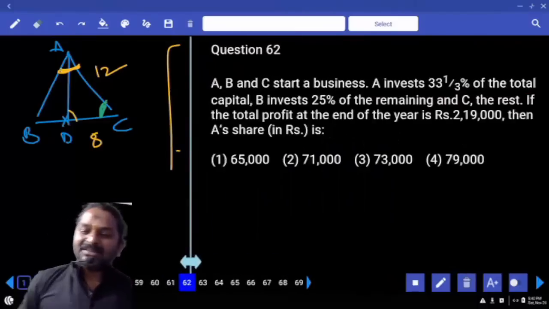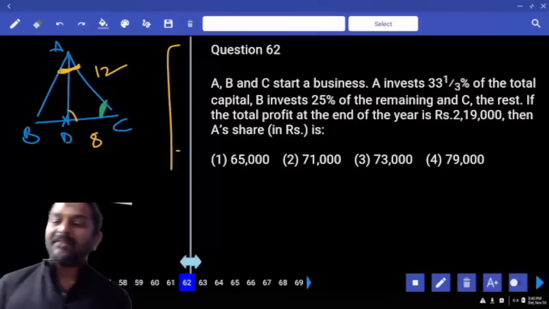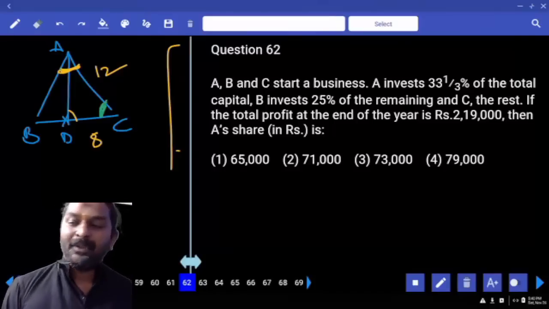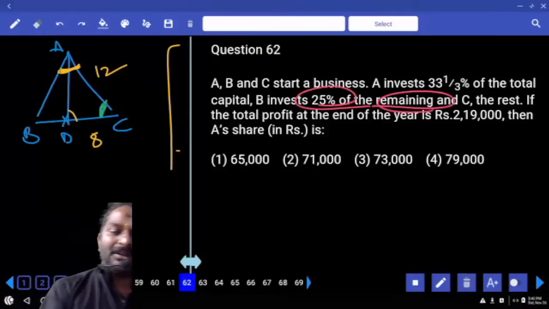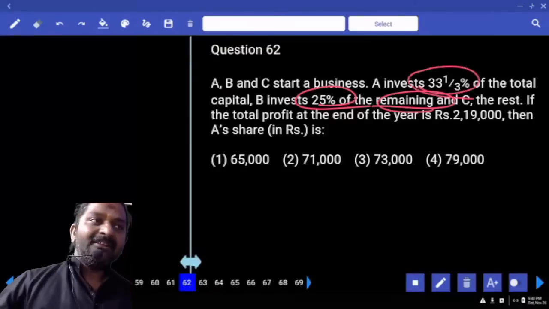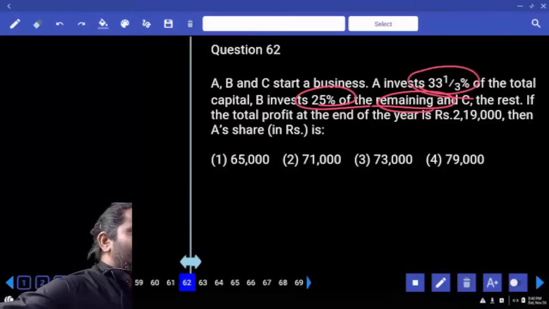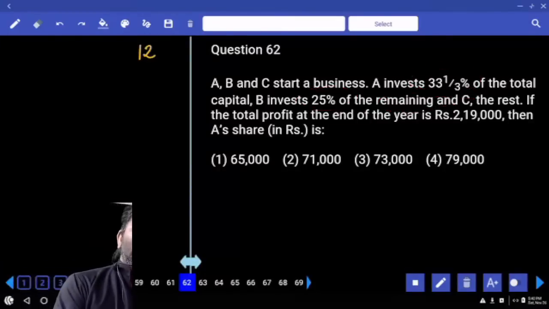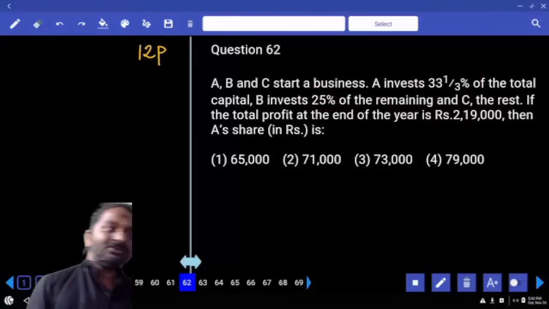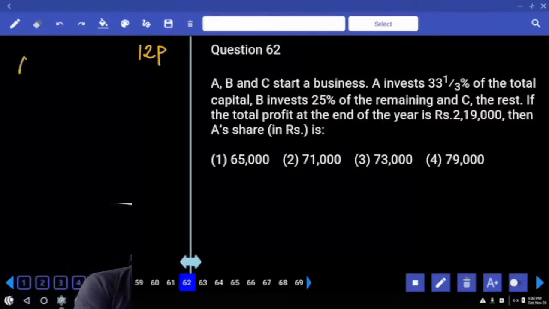ABC start a business. A invests 33 1/3%, which is 1/3 of the total capital. B invests 25% of the remaining. 25% in the sense 1/4. Earlier fraction was 1/3. Now 1/4. LCM of the denominators. Let the total investment be 12 parts. A will invest 1/3, which is 4 parts.